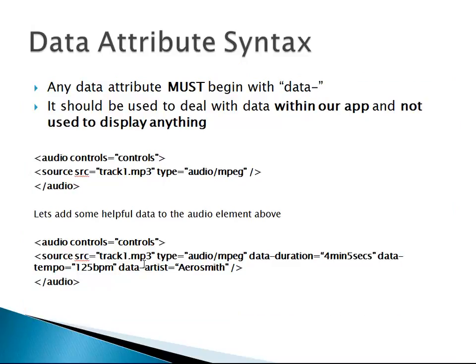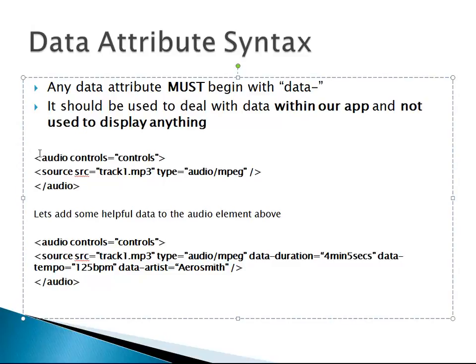So here's an example of how we would use the data attribute. We have an HTML5 audio tag, which embeds the source, which is track1.mp3, and we have a type, which is audio/mpeg. Now we can add some helpful data to this with the data attribute. So you can see we can have our track, our type, and then we can have a data-duration, data-tempo, data-artist. So we can input any kind of data that we need to. And you'll notice that all of these start with data and then a dash.